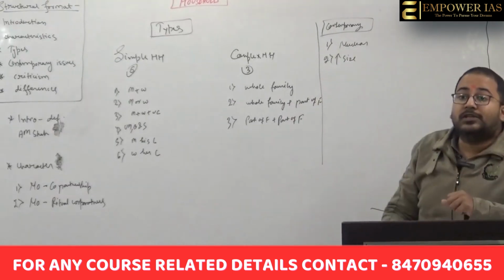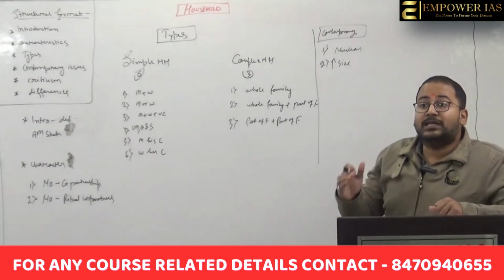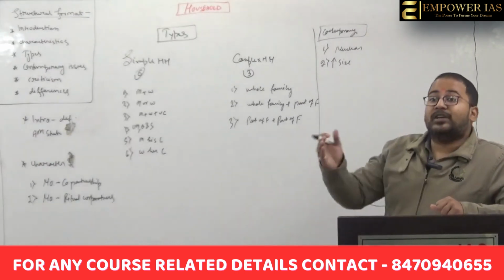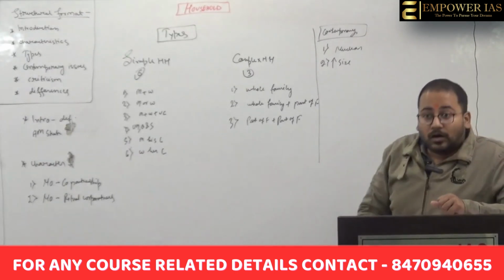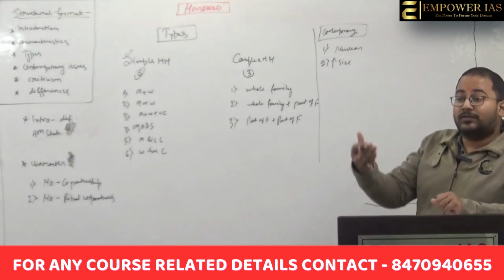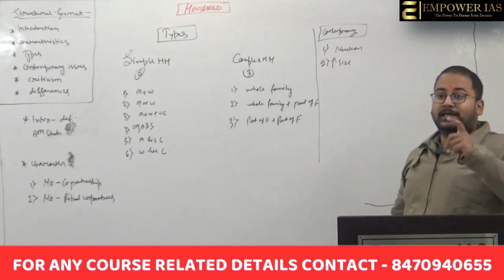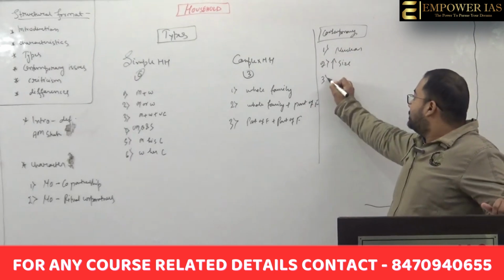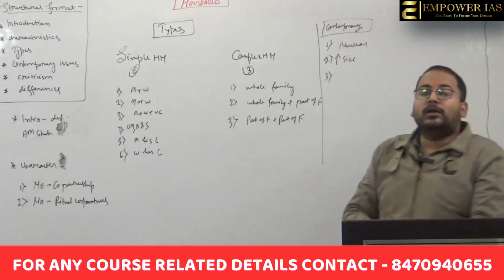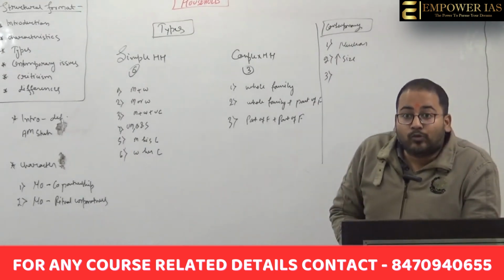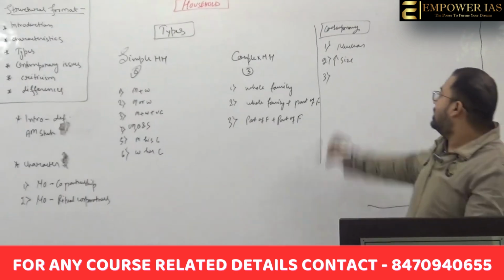The second important point is that the size of the household is continuously increasing. Why? Because of the increase in population, because of increasing pressure on the land, and because of increasing longevity. Because of this, the average size of the household is increasing. The third, joint households are much more prominent in rural areas than in urban areas.